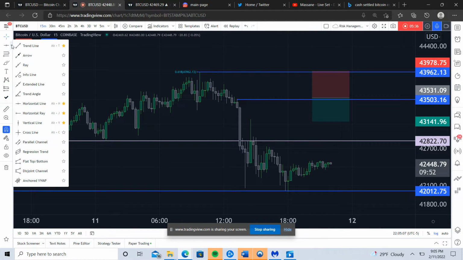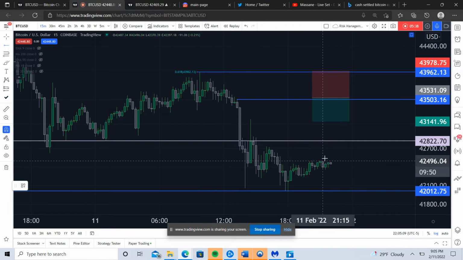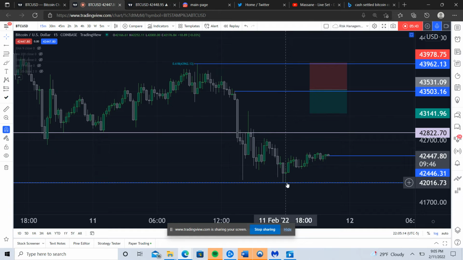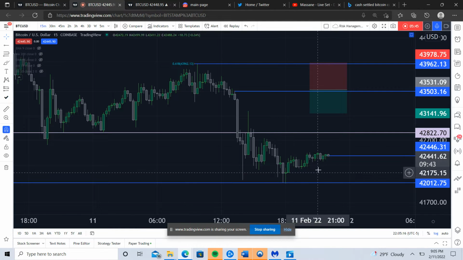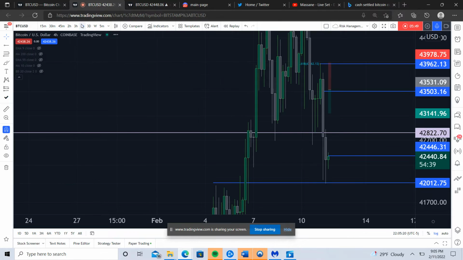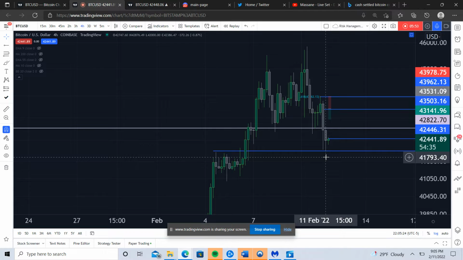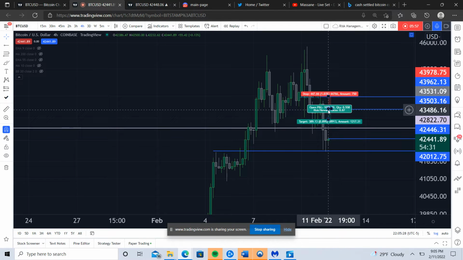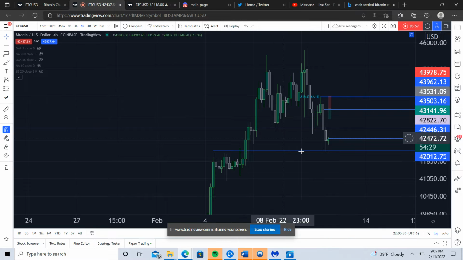Maybe the second take profit would be right here. And ultimately, the third take profit would be just below these levels right here. The reason being is because we have this support right here. So if price does base at this level and ultimately continue, then I want to book profit on that short.